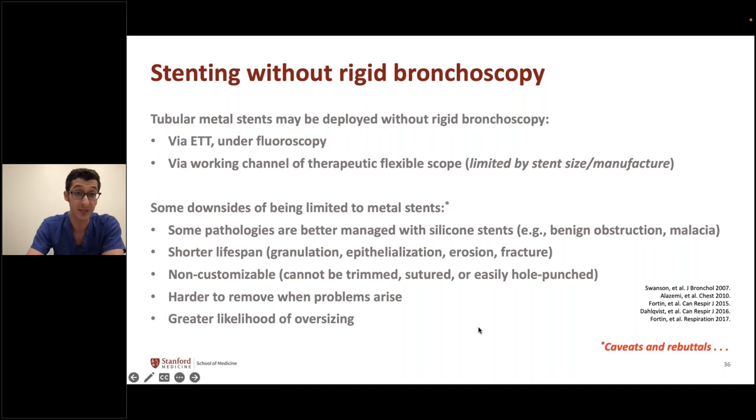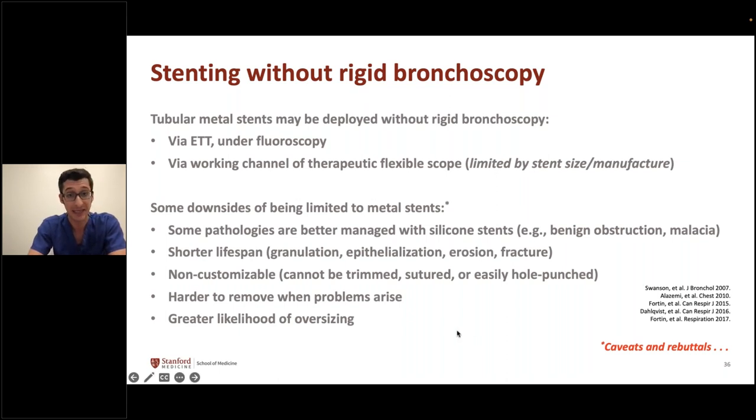So tubular metal stents may absolutely be deployed without rigid bronchoscopy. You can do a 3D T tube under fluoroscopy. Some stents can be deployed by the working channel of a flexible therapeutic scope. And there are even really skilled, dexterous people who will go in and piggyback a stent alongside a small flexible scope and deploy it in the area under direct visualization.